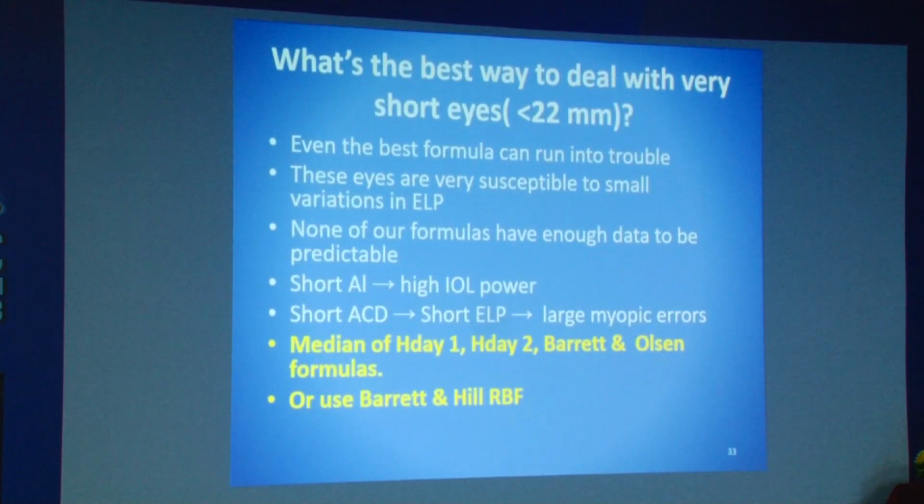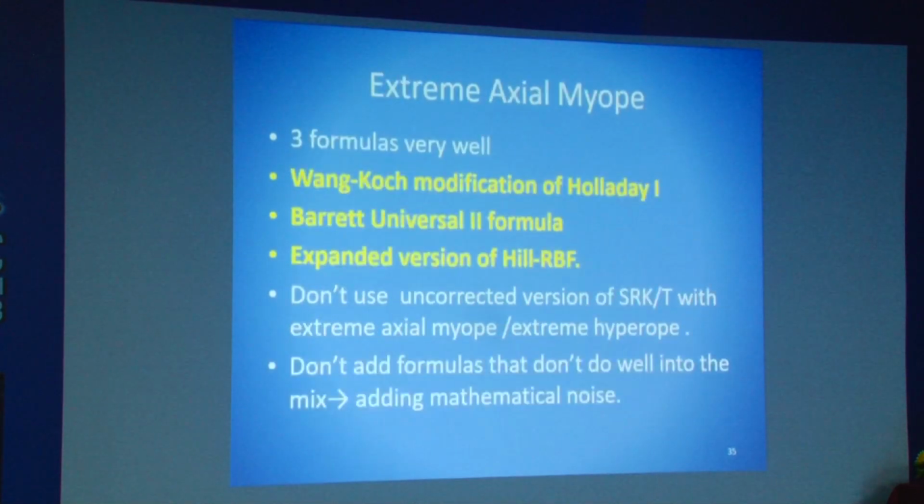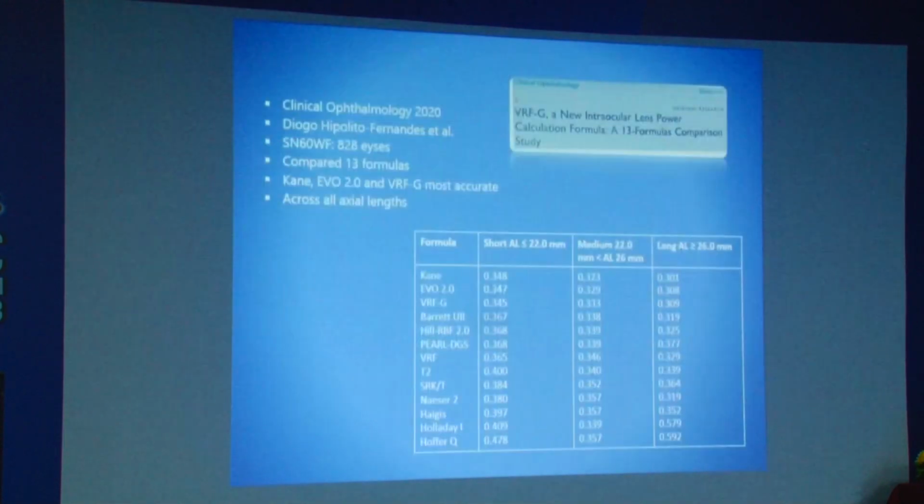So what is the best way to deal with short eyes? Older conventional wisdom told us to use Hoffer Q, but now it has been replaced by publications in the recent literature which use more of Barrett and Hill RBF. And the problem in longer eyes, we also know that there is a hyperopic surprise when dealing with eyes more than 24 millimeters. So the formulas which work well are, again, you can just remember Barrett Universal 2 and Hill RBF, and all these new generation formulas are free of cost, available on the site. You don't need to spend like for Holladay 2.